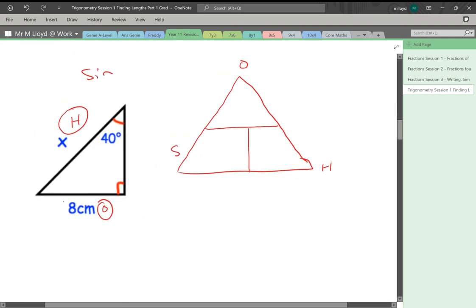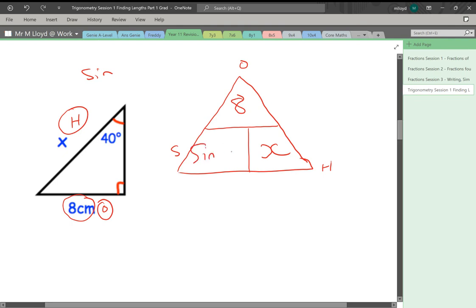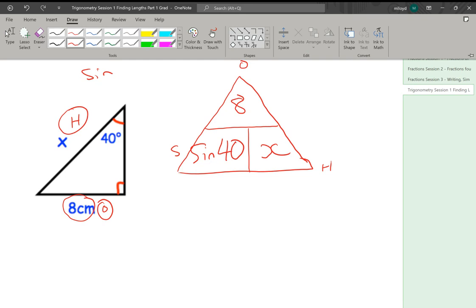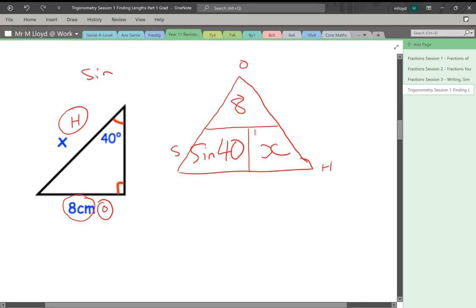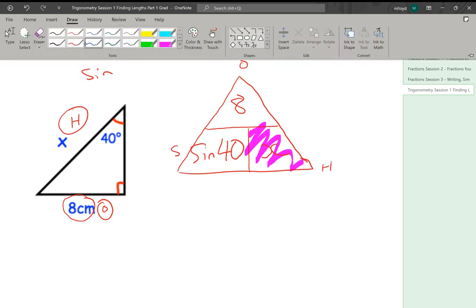O is nice and easy. We've got 8 centimeters there, so that goes to the top. H is my hypotenuse, so I've got an X on the bottom right. And then bottom left, this is the bit that we need to just watch, learn and remember. So S stands for sin, so we put sin in there. And then the angle that we've been given goes with it. So that is sin 40. Now, we are looking for X. So with my blue highlighter, if I were to cover that up, we would be doing 8 over sin 40.